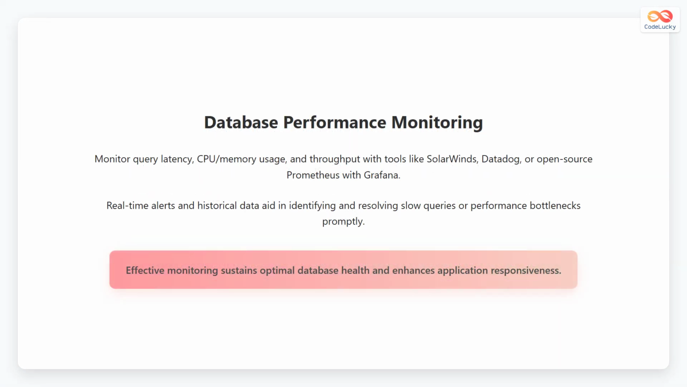Database performance monitoring involves tracking key metrics like query latency, CPU and memory usage, and throughput using tools such as SolarWinds, Datadog, or Prometheus. Monitoring provides real-time alerts and historical data that help identify slow queries and resource bottlenecks. Continuous monitoring is vital for maintaining database health and ensuring application responsiveness.